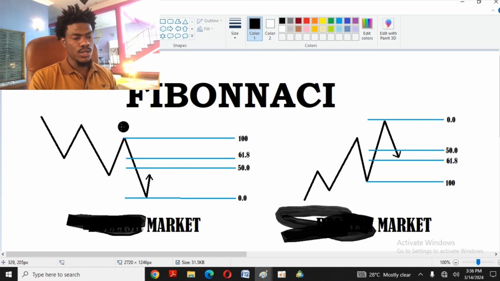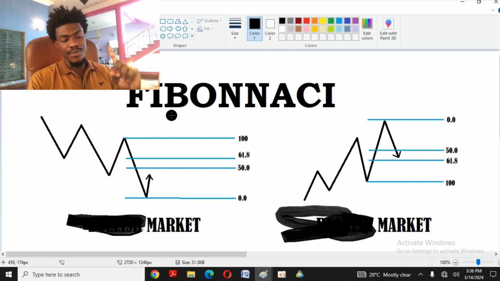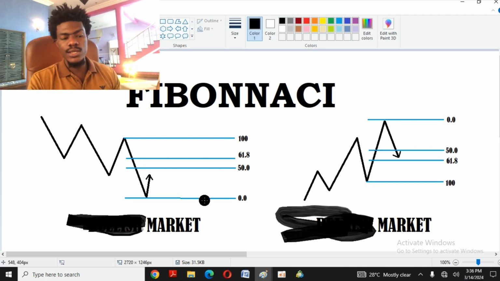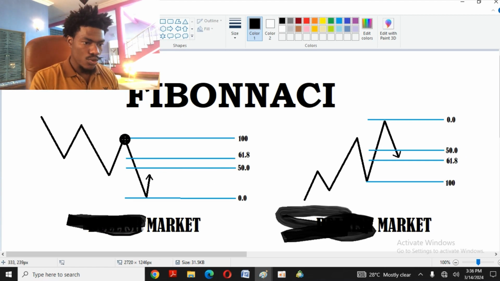When you're marking a Fibonacci tool, you draw your Fibonacci. Now, you mark them differently in a bullish market and in a bearish market. In a bearish market, that's a selling market, a market that's going downward. If you want to mark your Fibonacci tool, this is your lower high now. You draw the Fibonacci from your lower high down.